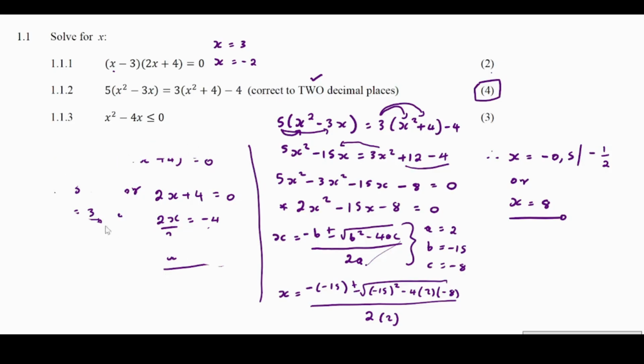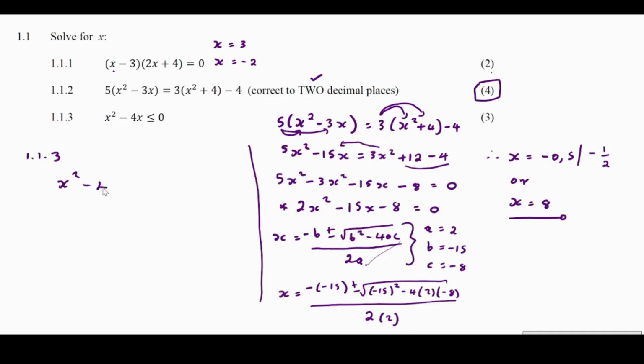I'm going to erase this part here so that I can do 1.1.3. Okay, what do we have here? In 1.1.3, we have an inequality situation. We're given x squared minus 4x is less than or equal to 0.